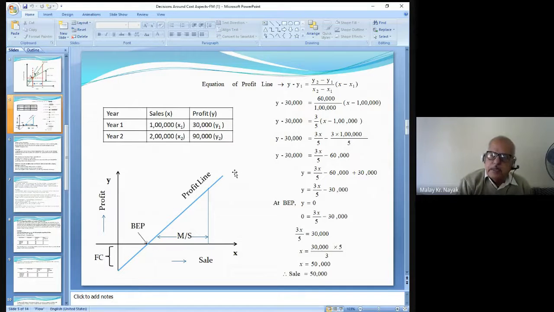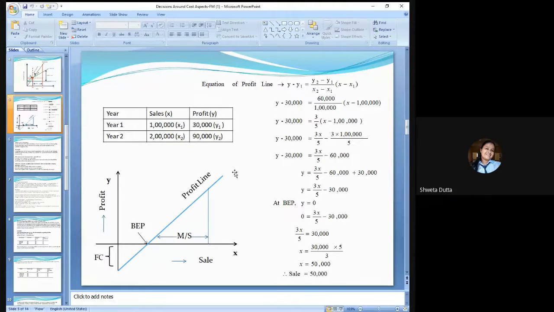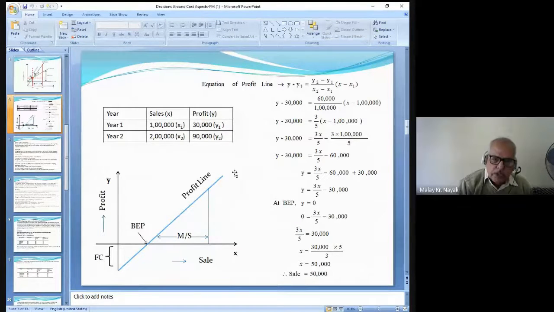Have you drawn the figure, Sita? Yes, sir. This profit starts from the negative side of your axis, is it not? Below the 0 point is known as negative on the y-axis, and above is the positive side. Here, the profit line starts from the negative point.